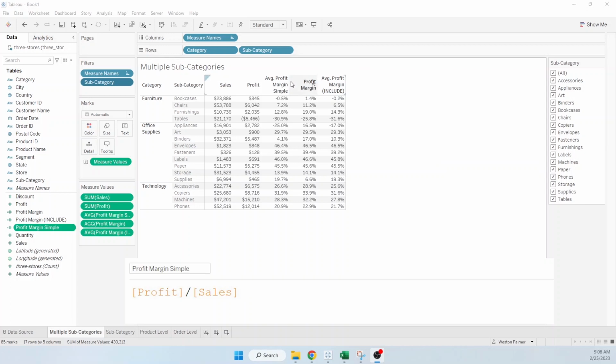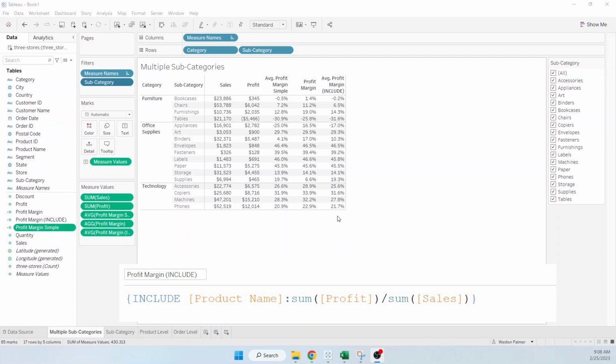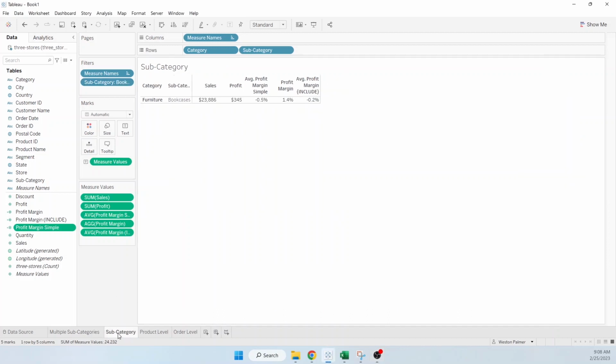A simple profit, which is just profit divided by sales. Then what I'm calling the profit margin, which is sum of profit divided by sum of sales. And then the include function, which is, you can see the include, sum of profit divided by sum of sales.